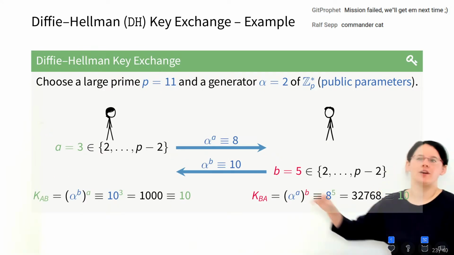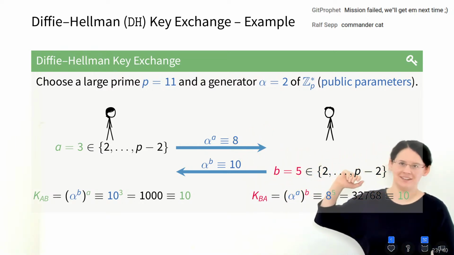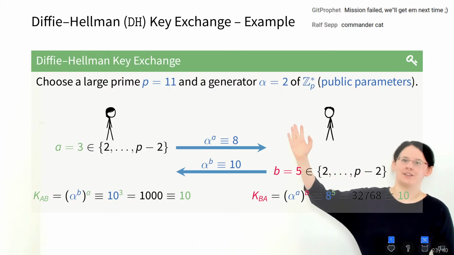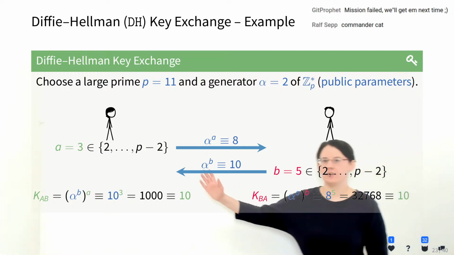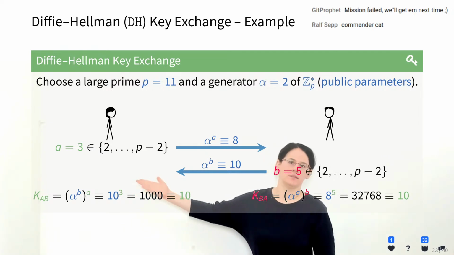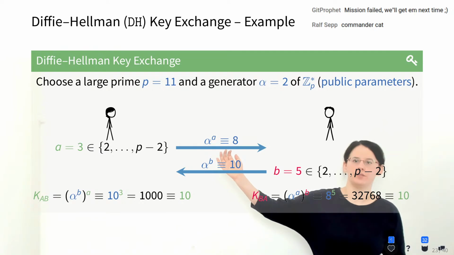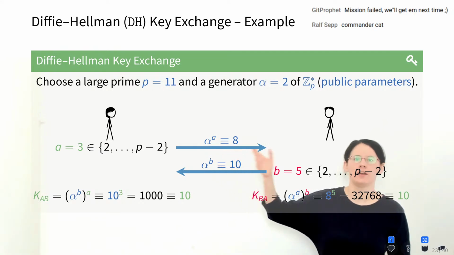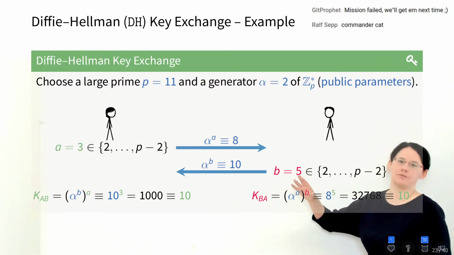So let's say our super large prime is 11. Again, you already know that one. And our lovely generator is 2, which we also know from before. Now Alice picks a random number between 2 and 9. Let's say it's 3. So she computes 2 to the power of 3, which equals 8. Bob also picks a random number in the same range. Let's say he picks 5.